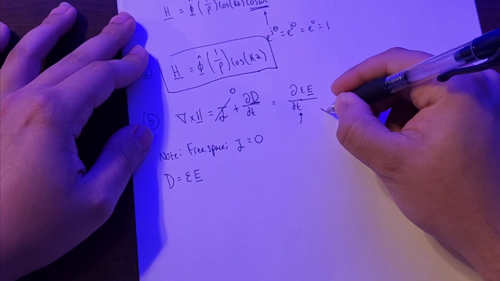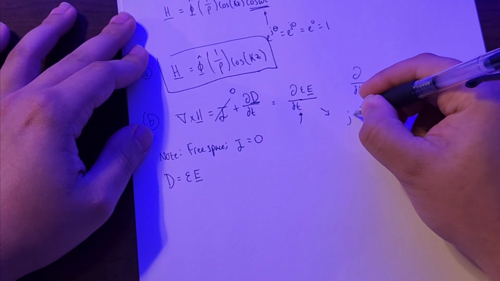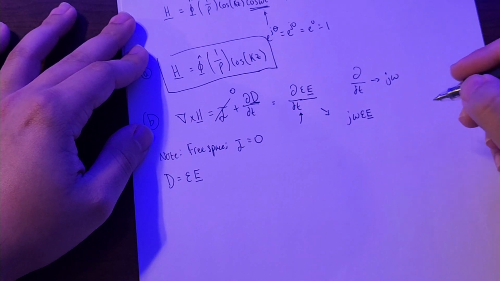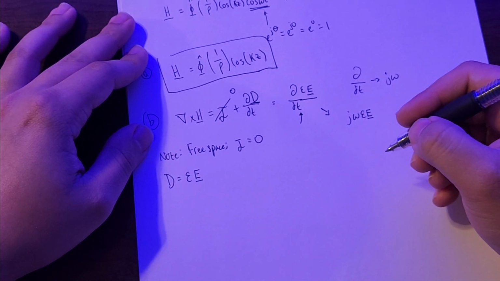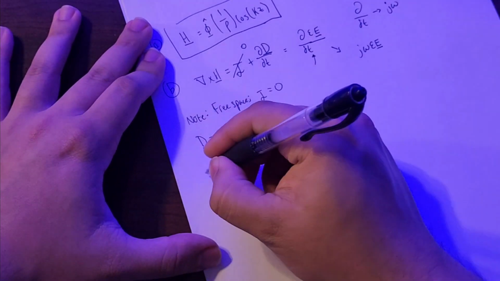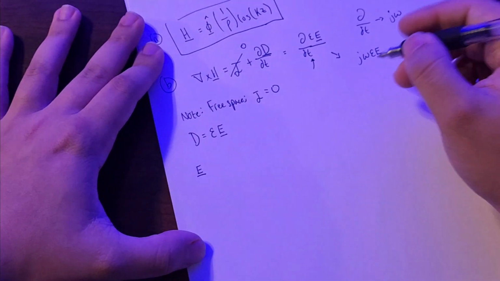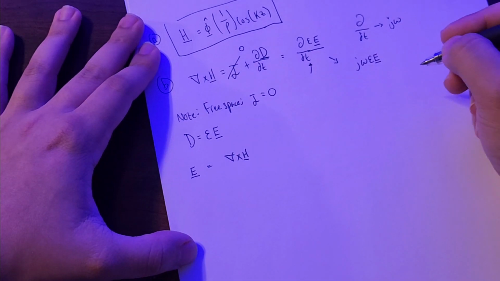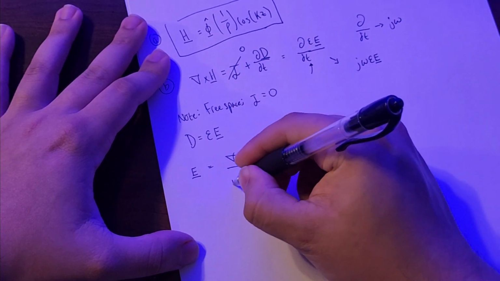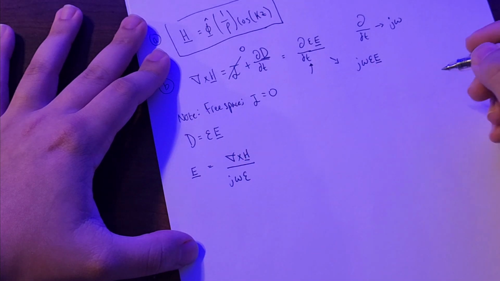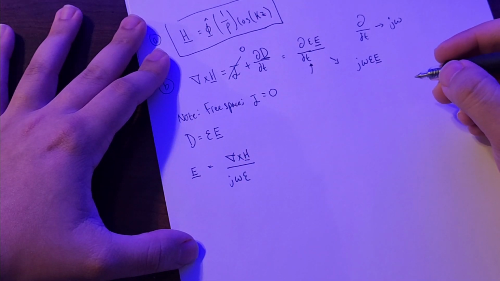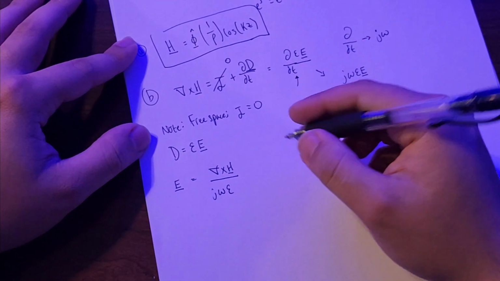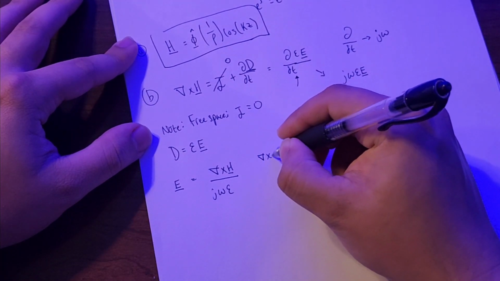So then what this is equal to is j omega epsilon E vector. Now we want to solve for the E vector. Let's solve for it in letters first. So the E vector is equal to the curl of the magnetic field divided by j omega epsilon. Now we can leave this as is. Of course, we had to find this curl of H. Okay, so let's find the curl of H.